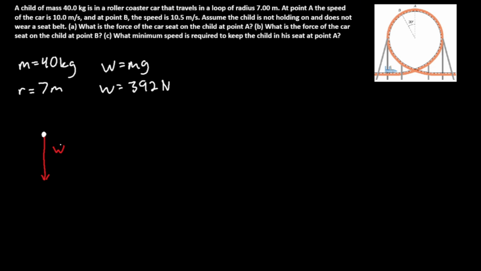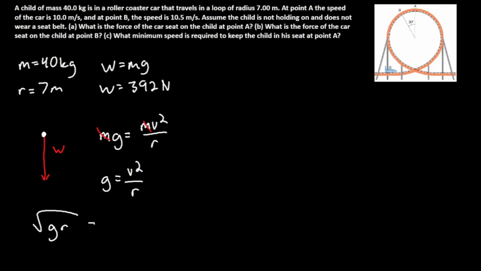So let's solve for that. That just means that mg is equal to mv squared over r. Right? Your weight force is equal to your centripetal force. So we can actually cancel out our masses, and we'll get left with g is equal to v squared over r. If you want to isolate velocity, you just get the square root of gravity times radius is equal to your velocity.